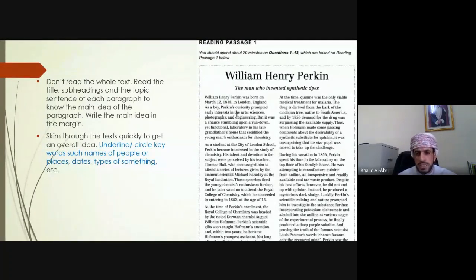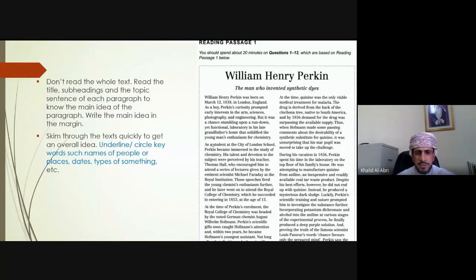So this is usually in paragraph 1, in the introduction. And then you need to continue reading only the topic sentences of the other paragraphs. So don't read the whole paragraph, just read the topic sentence.